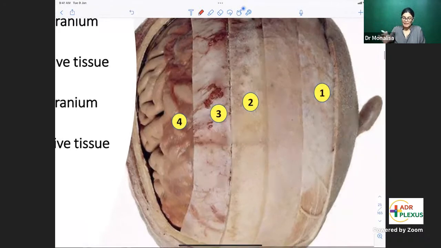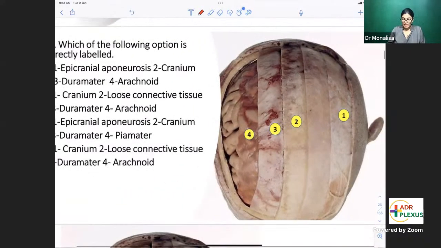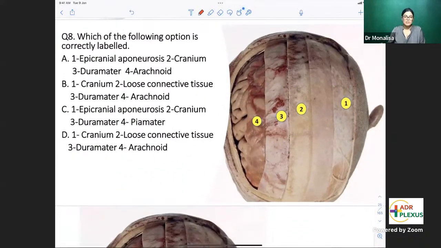Please firstly identify layers 1, 2, 3, and 4, which have been marked here, and then again, you can see the correct order. So this is how you can proceed for this MCQ. Let me just check how many of you have marked it right. I think I have discussed this MCQ prior also, when we were discussing the scalp class. Okay, very good. Most of you are absolutely right. Yes, the correct answer here is the epicranial aponeurosis, the cranium, the dura, and the arachnoid.